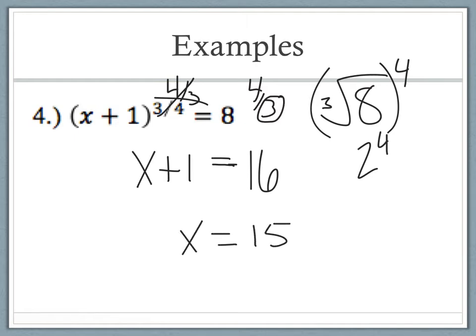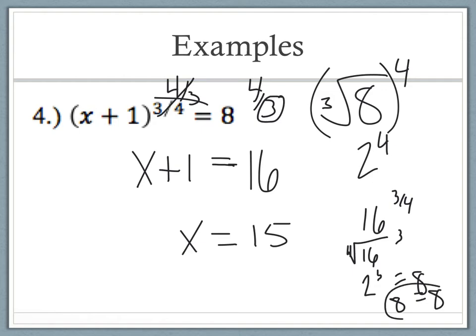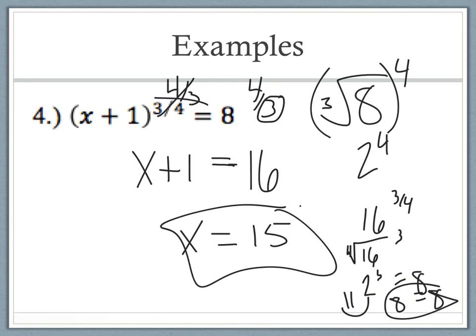Now we can plug it in to check to see if it's extraneous. So 15 plus 1 is 16 to the 3/4. Well, that's just the 4th root of 16, which is 2. Then 2 cubed is 8, so 8 equals 8. So this does end up working out. So our answer is just that x equals 15.